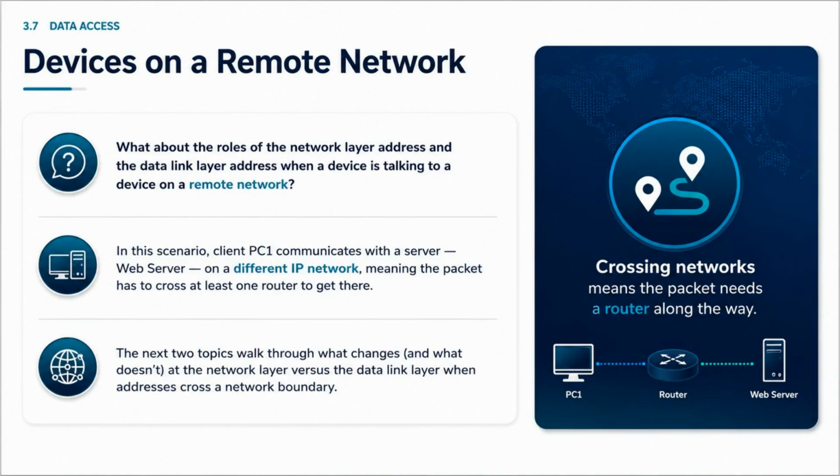Now the scenario changes. What happens when PC1 talks to a device on a remote network, crossing at least one router? The next few slides split this into two separate questions. What happens to the network layer address? And separately, what happens to the data link layer address? Set that framing clearly before moving on.